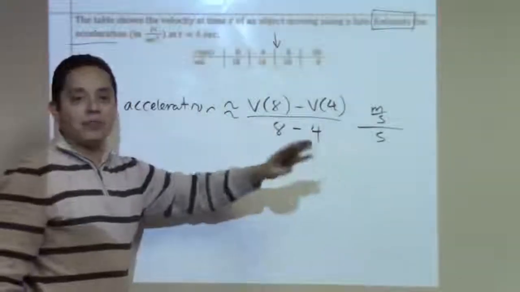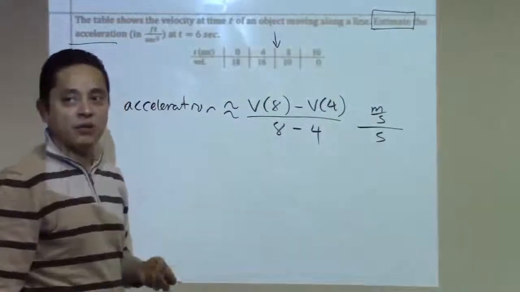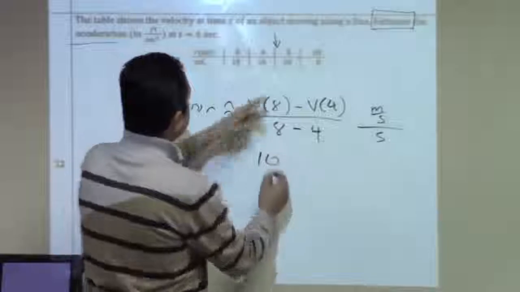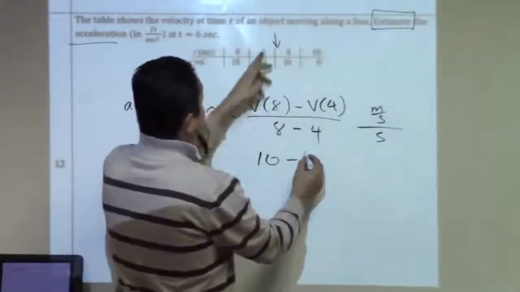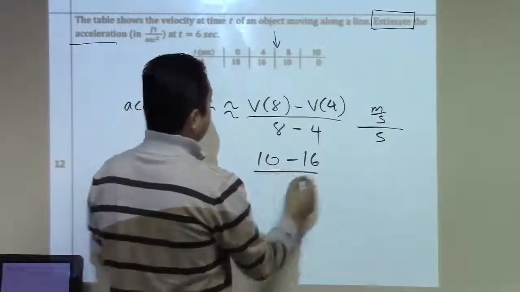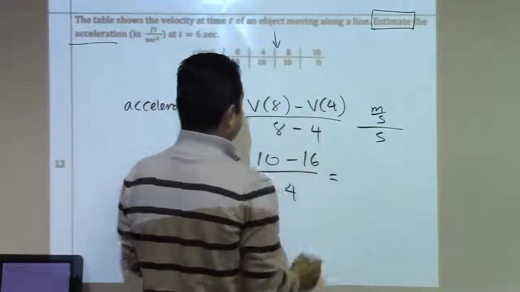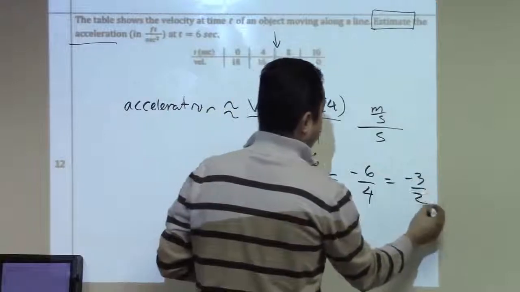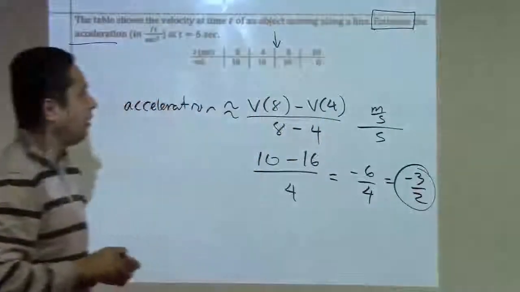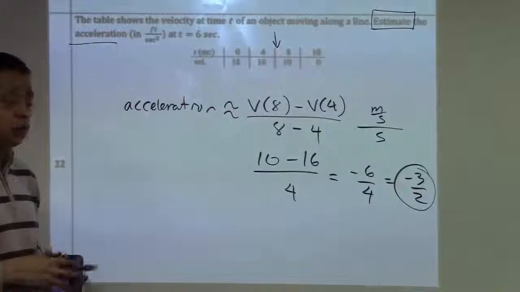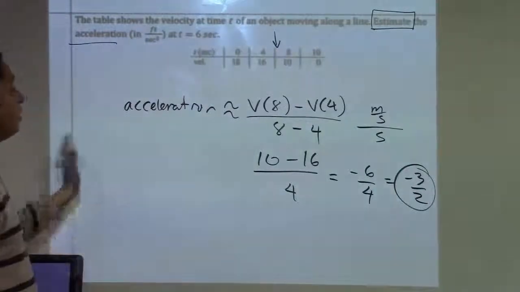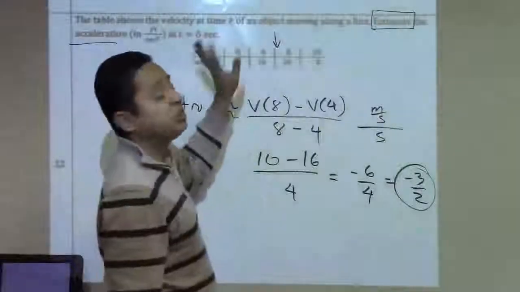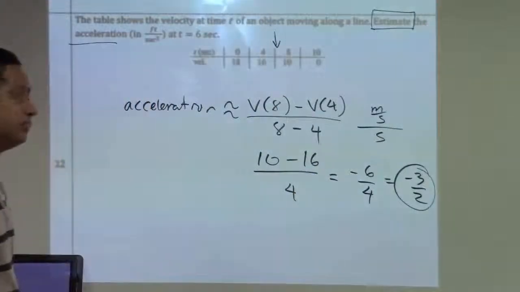Very quick check on whether I was on the right track solving this problem. Now, v of 8 is 10, and v of 4 is 16, over 4. So this would get me negative 6 divided by 4, which is negative 3 halves. They can twist this question in so many different ways, but it's usually an AROC problem using a table. That's all there is to it.